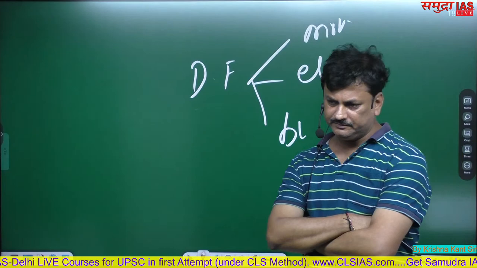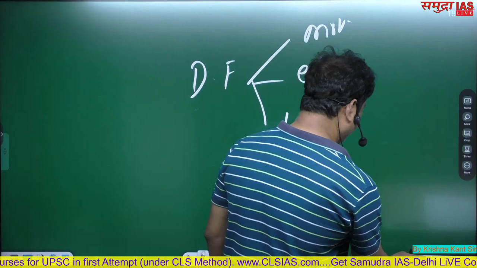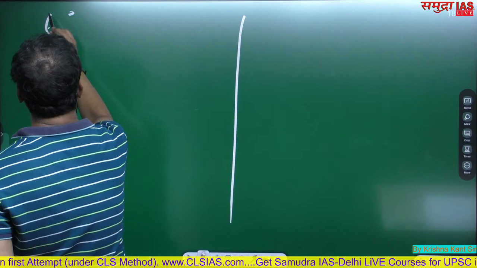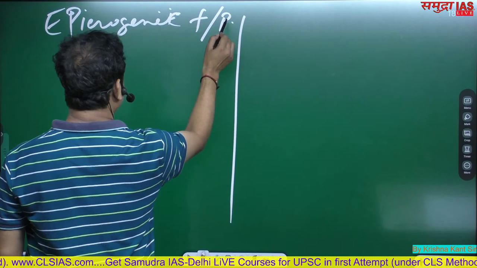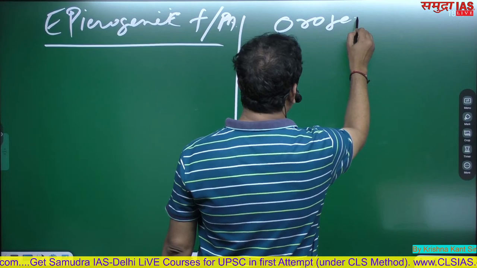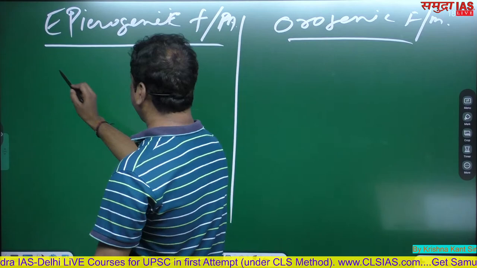Okay? Now make a distinction. Separate the two like this. Here is epeirogenetic force and movement. And here is orogenic force and movement. Now write down.